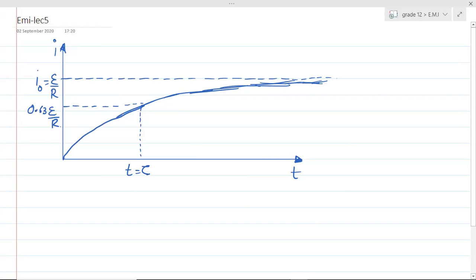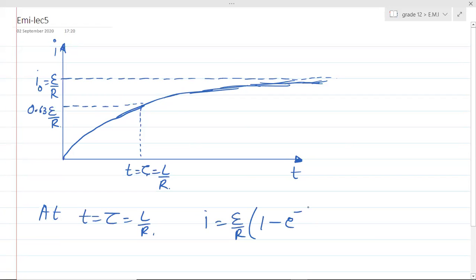Here tau is basically what? L by R. Write it down. So at t equals tau, which is equal to L by R, I is equal to E by R into 1 minus e to the power, do you remember it was t by tau, right? Or what was the formula?